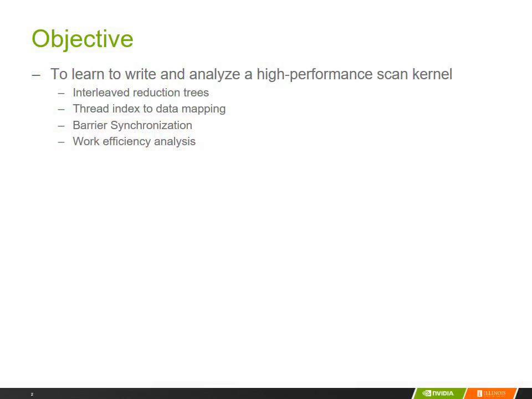The objective of this lecture is for students to learn to write and analyze a high-performance scan kernel by using a technique called interleaved reduction trees so that they can fully utilize the memory bandwidth. They would also practice some subtleties in thread index to data mapping. We would be using barrier synchronization to coordinate the activities of threads in a single thread block, and then we would be learning how to perform work efficiency analysis.